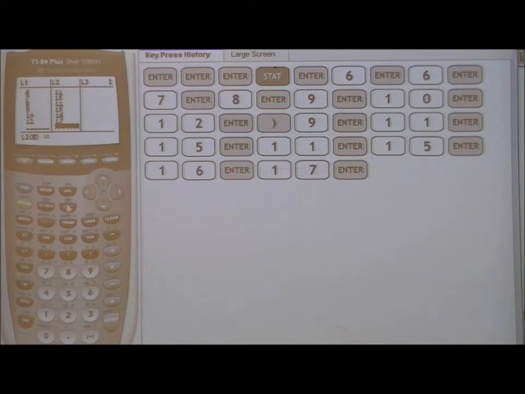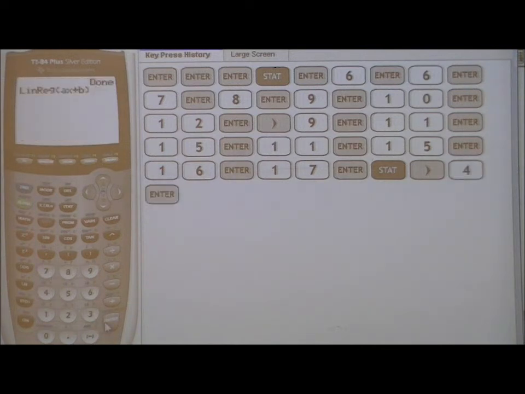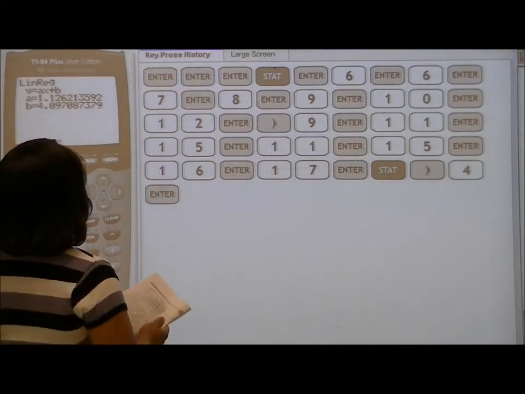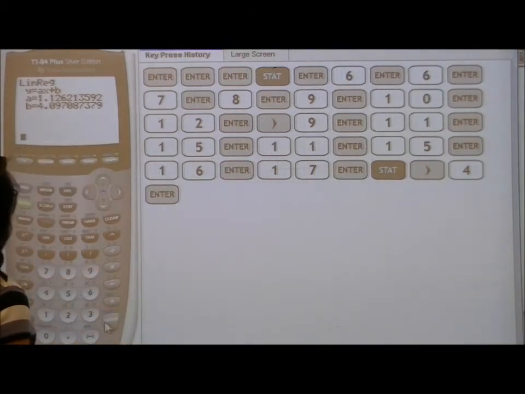Now let's get the line of best fit: stat, calc, linear regression again, number 4. Hit enter so you can see. Here you have the equation of the line of best fit. I wrote it down so I could transfer it over to my y equals. There's another way you can put that in. I don't want you to forget that, so I'd rather you just write it down.